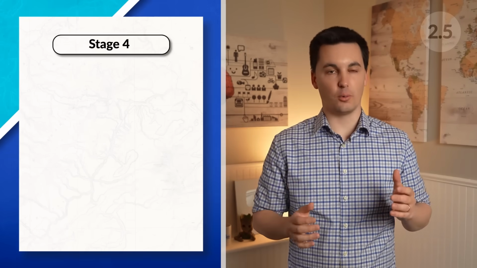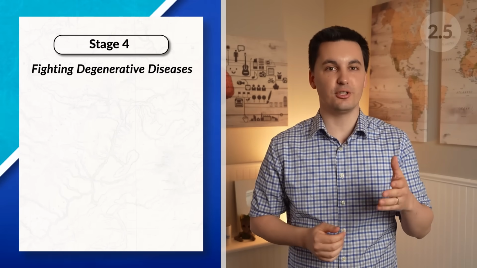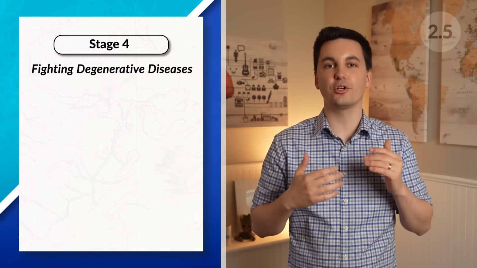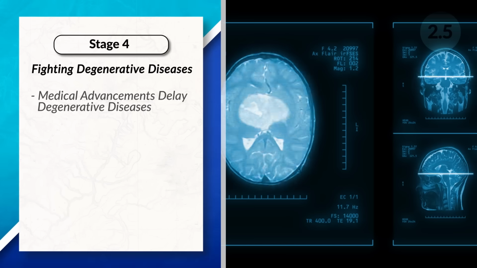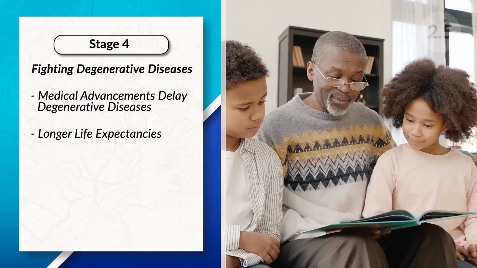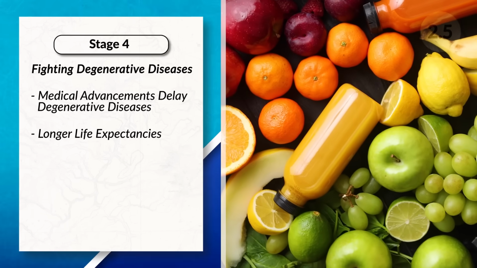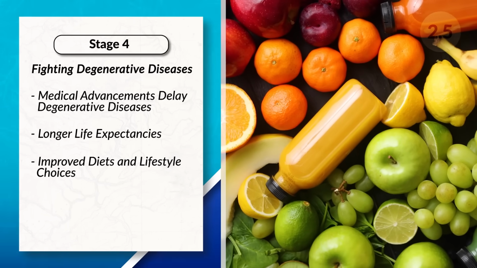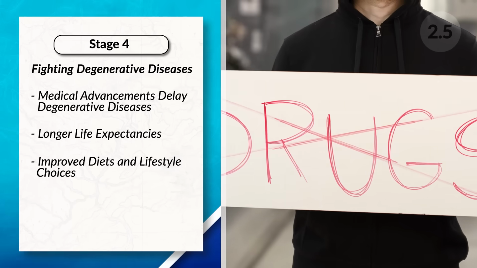Next is stage 4, which is categorized by fighting degenerative diseases and overall longer life expectancy. Here, medical advancements can often delay the onset of different diseases, leading to increased life expectancy. During this stage, people generally continue to improve their diets and make better health decisions, such as by avoiding drug use. However, advancements in society can also lead to negative eating habits, such as the consumption of junk food and a sedentary lifestyle, which can contribute to new health problems like obesity and diabetes.